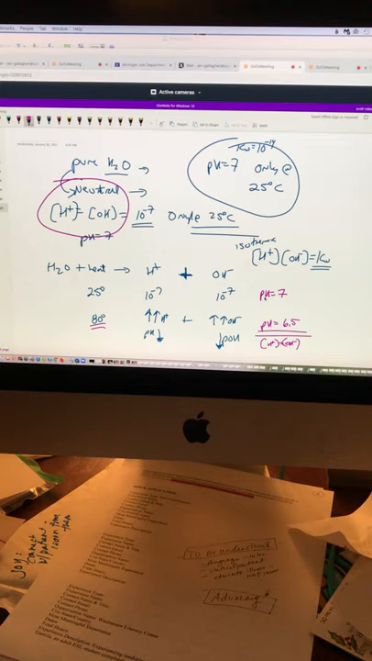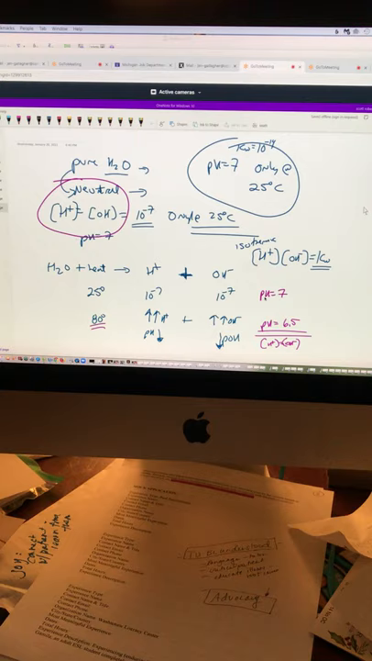Okay, so let's try it again. Now listen to the questions and let's get this right, folks. Let's get everyone on the same page here. If I have water at 25 degrees and I heat it, what's going to happen to the pH of that water? Is it going to go up or down? The pH is going to go down. Why does the pH go down? Correct. Because the H+ increases.